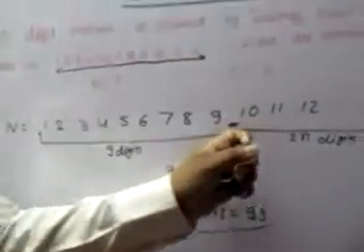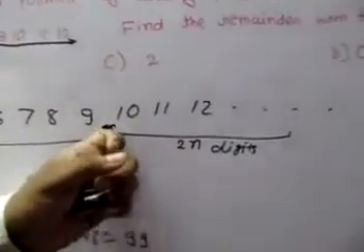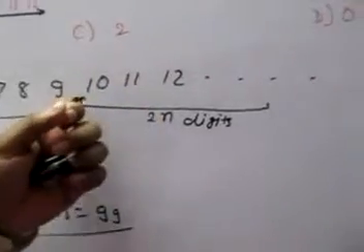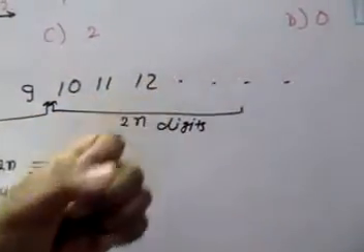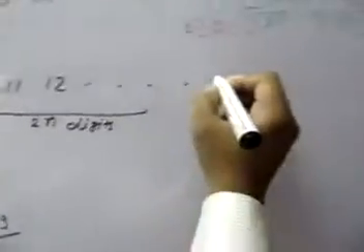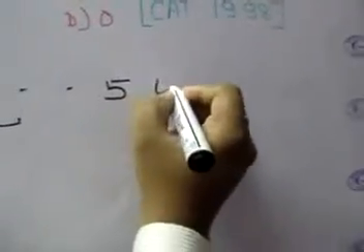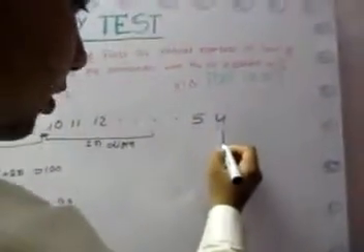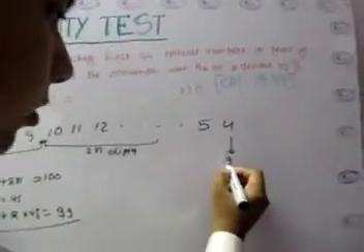Since 1 digit after 9 is 10, 2 digits after 9 is 9 plus 2, 11, 3 digits after 9 is 9 plus 3, 12, hence 45 numbers after 9 is 9 plus 45, 54. What does it mean? It means when we have written down 54, the last digit of 54, that is 4, is the 99th digit.